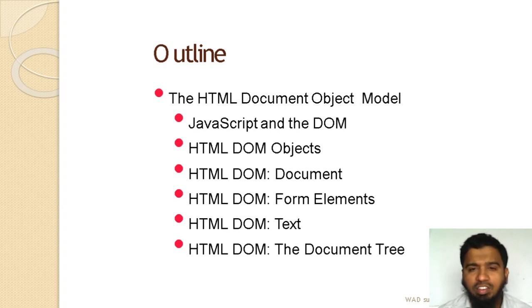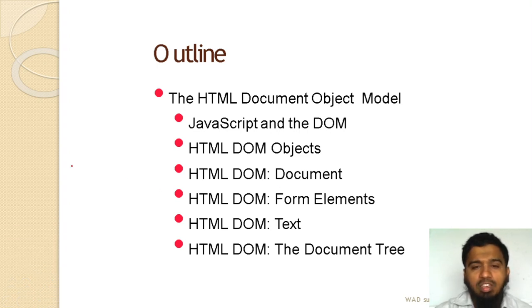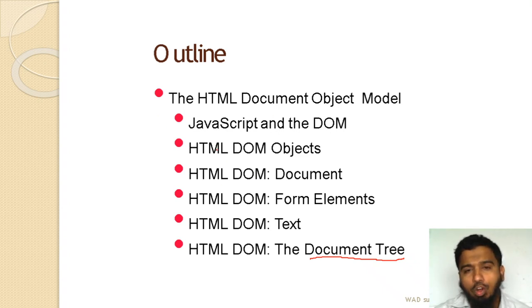First one is JavaScript and the DOM, second one is HTML DOM objects, third one is HTML DOM document, and fourth one is HTML DOM form elements. What are the form elements? And HTML DOM text, and the HTML DOM document tree. This is very important. So these are some of the things: JavaScript with the DOM, and the DOM with HTML, that we will see in today's lecture.